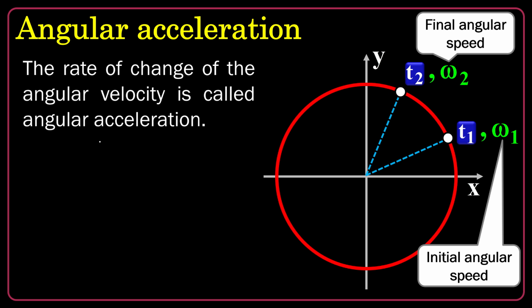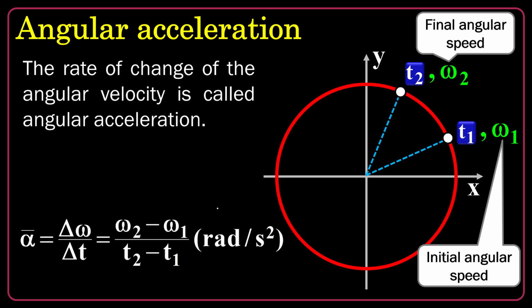How to define it? As I told you, it is the rate of change. So it should be delta omega over delta t, or in detail, omega 2 minus omega 1 divided by t2 minus t1. It's measured in radians per second squared. This is average alpha. Actually, this is average angular acceleration.